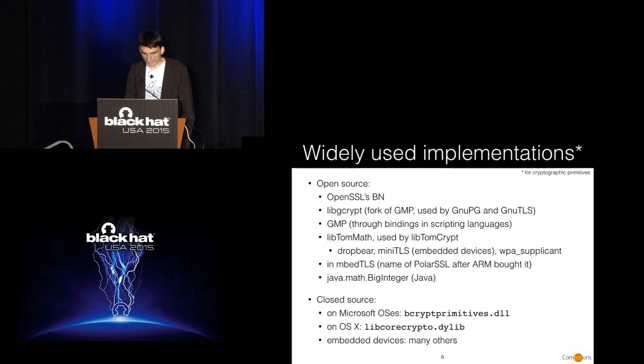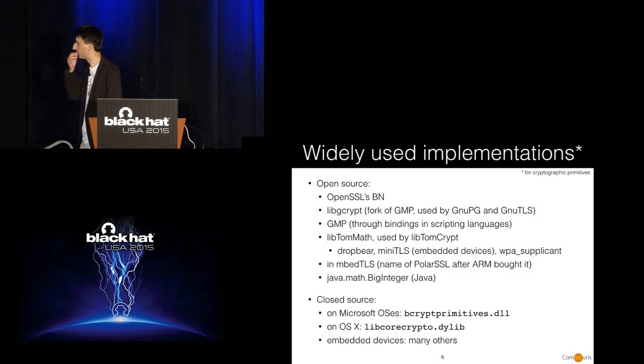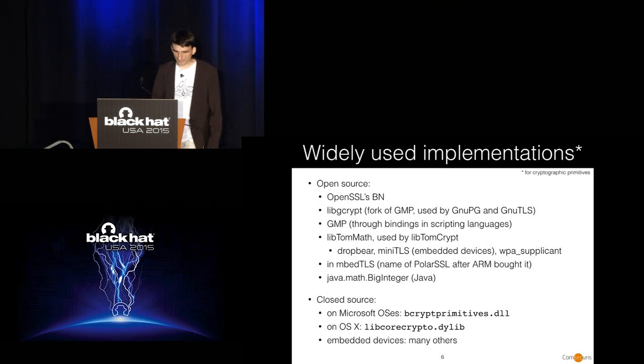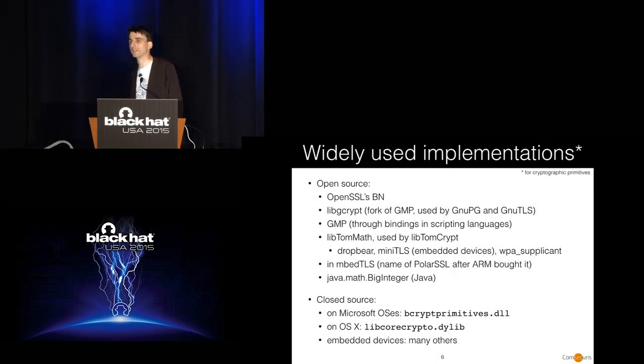On OS X, there's libcrypto.dll, sorry. This is both on OS X and iOS. And that is an interesting one to look at as well. Very easy to read in assembly. So it's not really that optimized. And for embedded devices, there are many, many others that are homegrown. And they are very fertile ground for finding bugs in BigNum implementations as well.